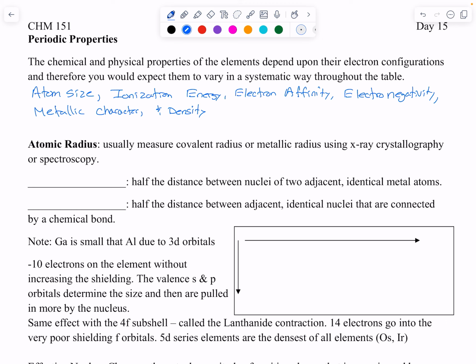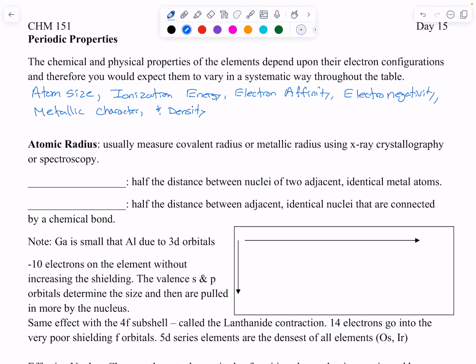We will talk about electronegativity, but not in this one. That's coming up when we talk about bonding. But right now, everything else we're going to talk about. So let's dive into radius, the size of the atom.